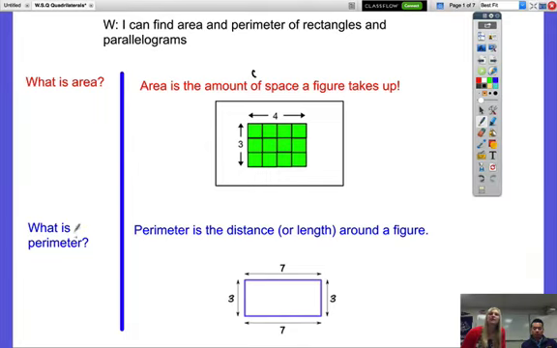Perimeter, there's lots of ways to think about perimeter, but it is the distance or length around a figure. So if I was actually taking a walk around this rectangle, it'd be the length that I was walking to make one lap around the rectangle. So make sure you pause and take notes on this slide. I'm going to go ahead and move on to the next.